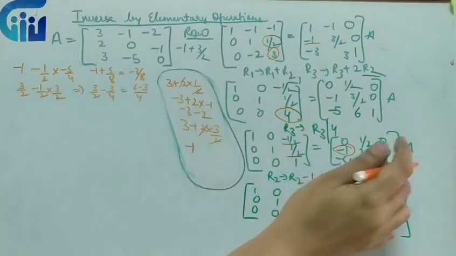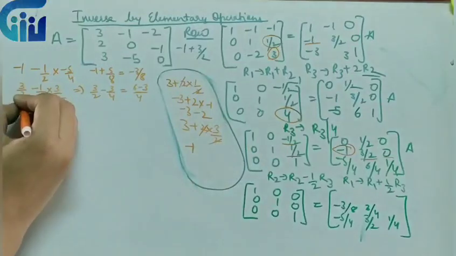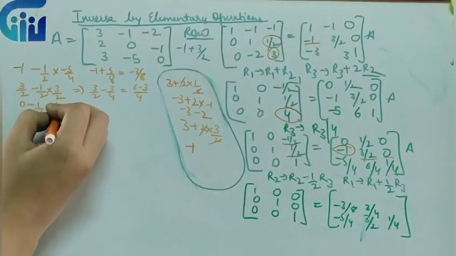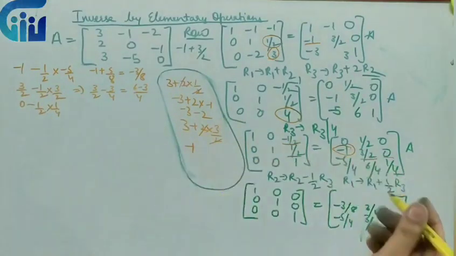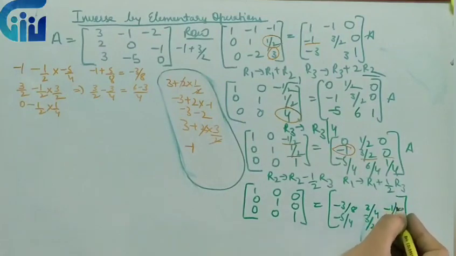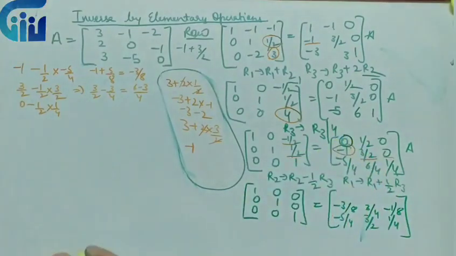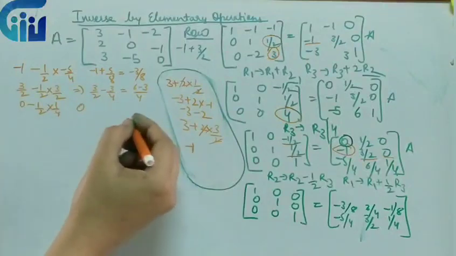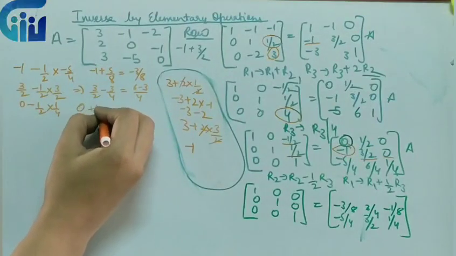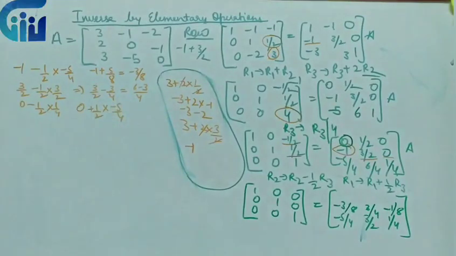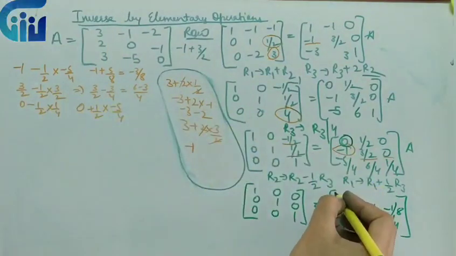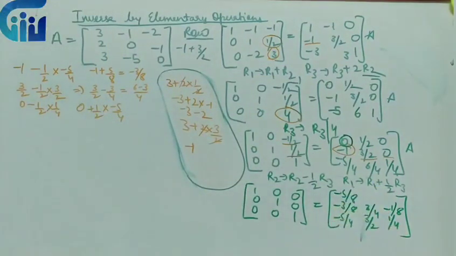What is the next thing? R2 is 0. So 0 minus 1 by 2 of 1 by 4, that is minus 1 by 8. So I'll write it as minus 1 by 8. So R2 is done. Now I'll do it for R1. What is the first element for R1? That is 0. So 0 plus 1 by 2 of minus 5 by 4, so it is minus 5 by 8.